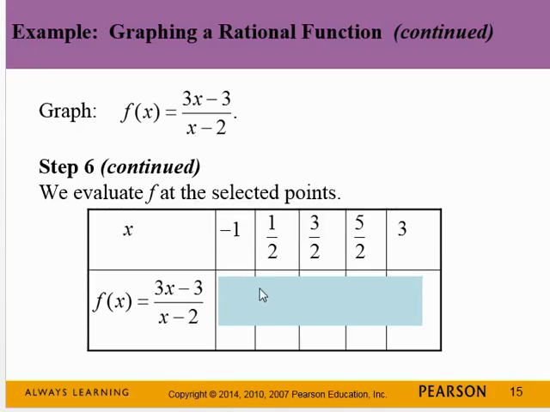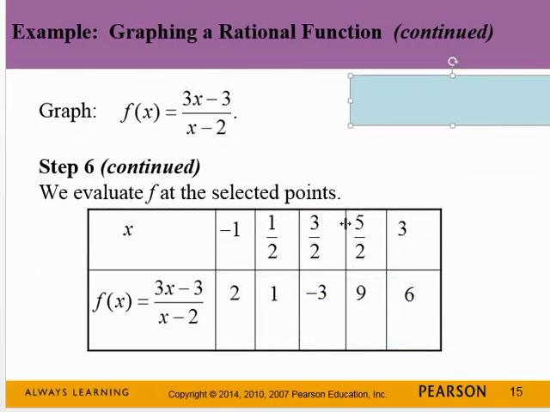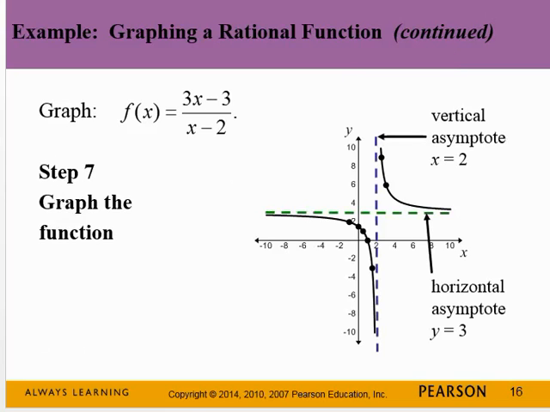Alright, you should have paused your video, and now we'll go over the answers. So at negative 1, you should have gotten 2. At 1 half, you got 1. 3 halves, negative 3. 5 halves, 9. And 3, 6. Now you want to go in and mark those points on your graph, and now draw in your horizontal asymptote. So I have all of my points marked, and you have your graph drawn.